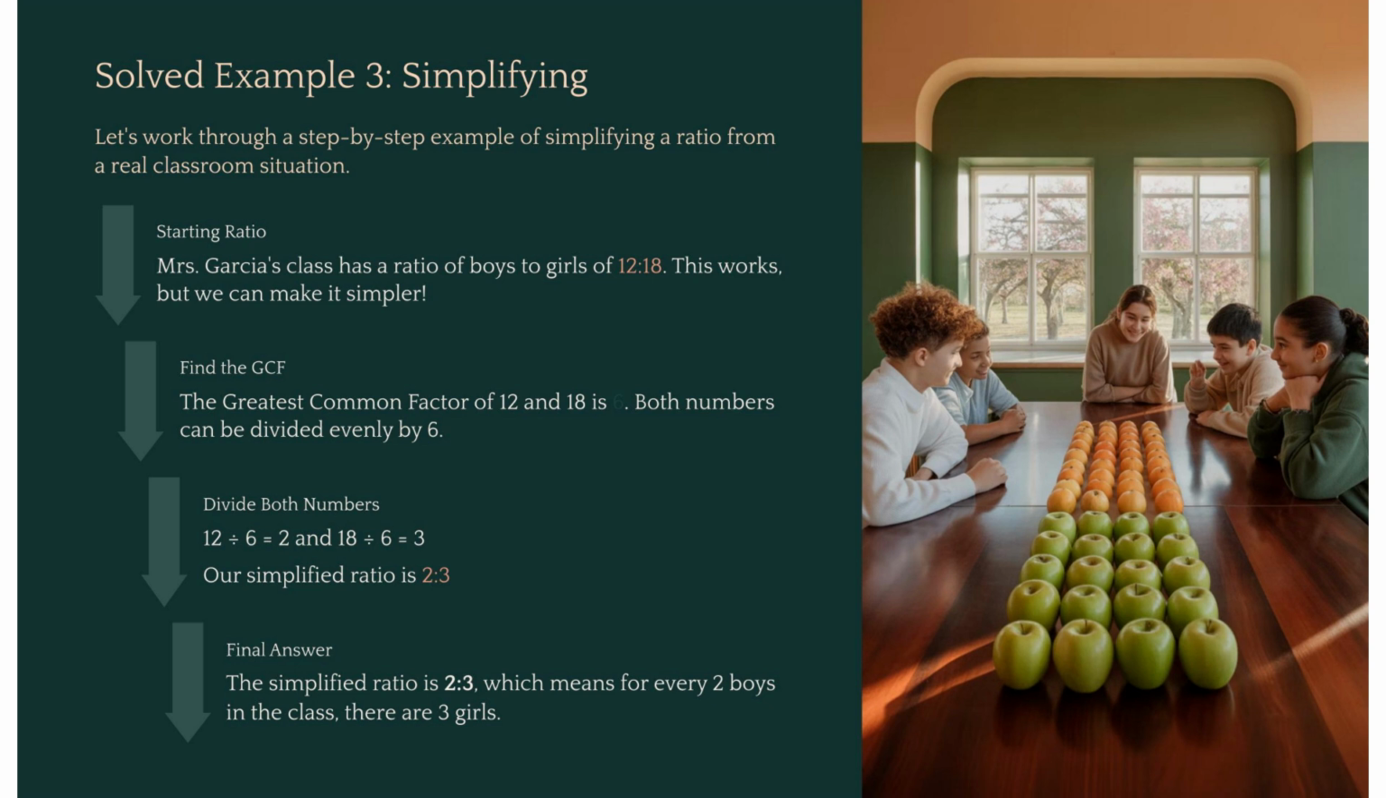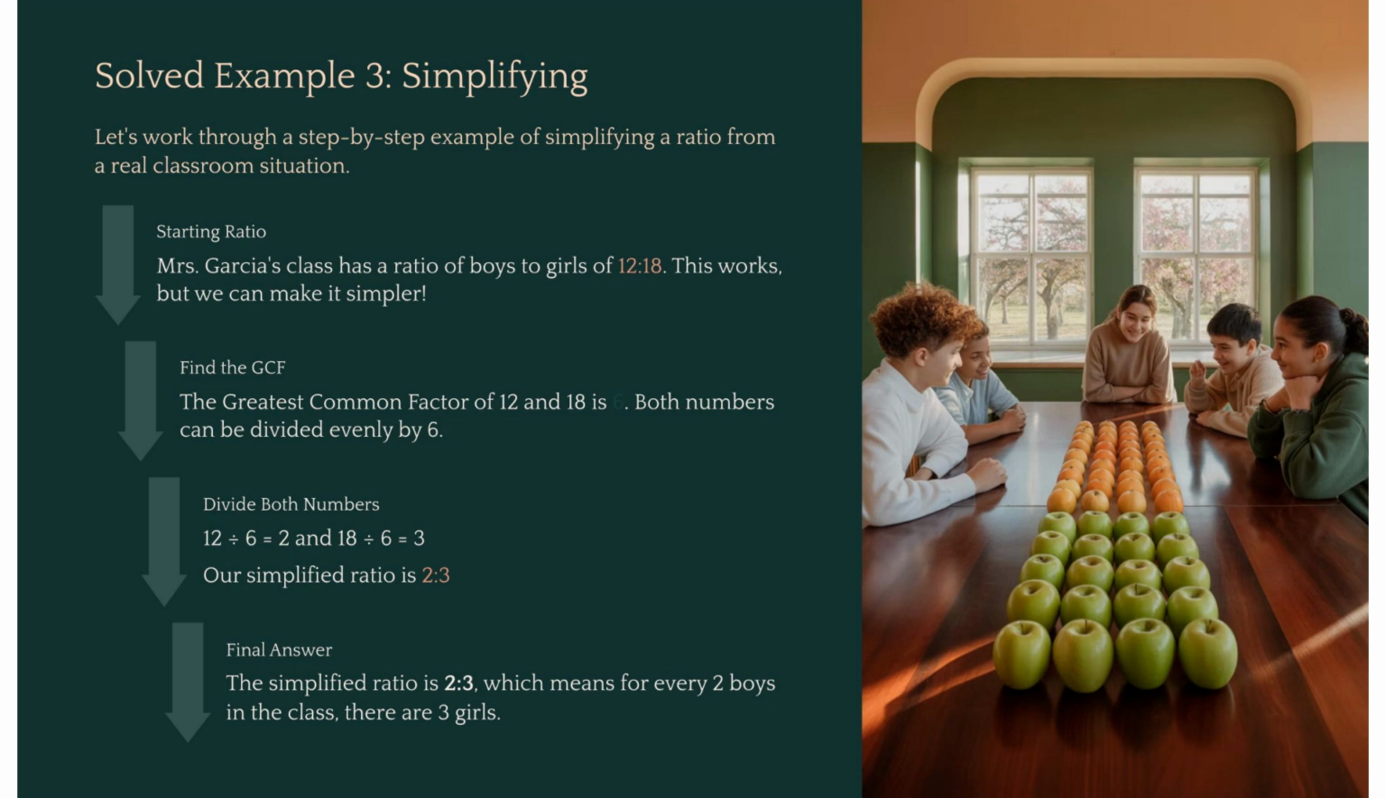Imagine a class with 12 boys and 18 girls. The initial ratio of boys to girls is 12 to 18. To simplify this, we need to find the largest number that divides into both 12 and 18, which is the greatest common factor, or GCF. That number is 6. We divide both parts by 6. 12 divided by 6 equals 2, and 18 divided by 6 equals 3. Our simplified or equivalent ratio is now 2 to 3.